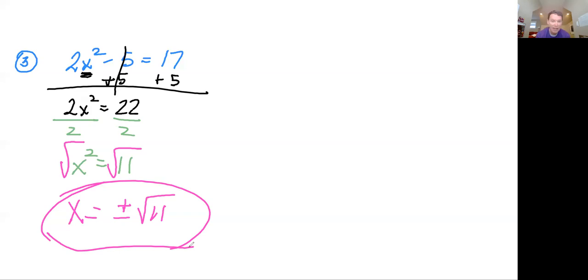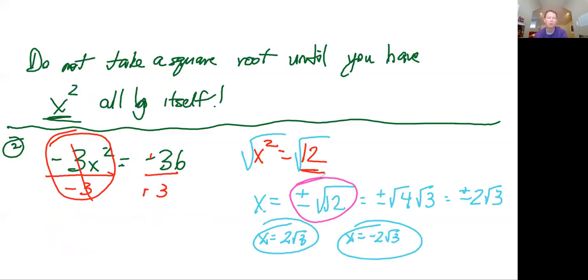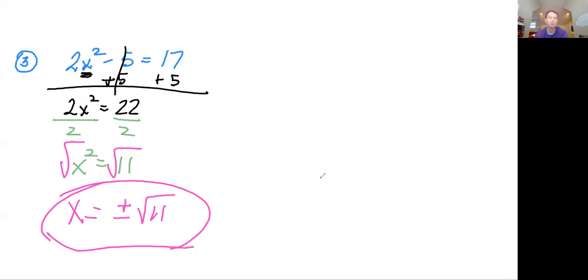Don't pull out a calculator. Don't try to get some decimal answer. Just leave your answer as the square root of 11. Just like over here, we didn't settle for plus or minus the square root of 12. We went all the way down to plus or minus 2 square root of 3. So the moral of the story here is get it so that you have x squared all by itself, then you can take the square root.